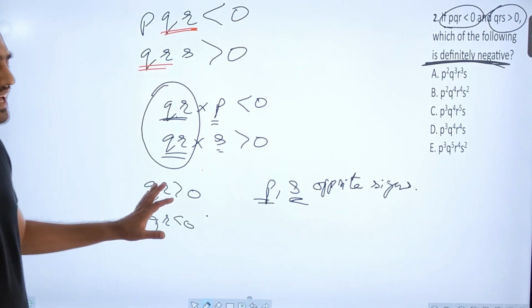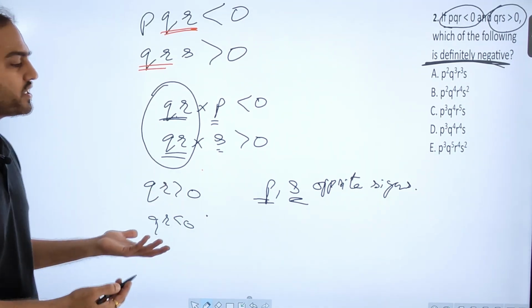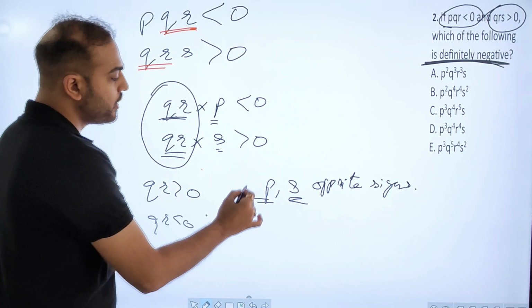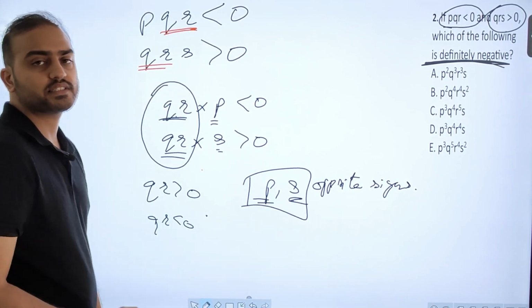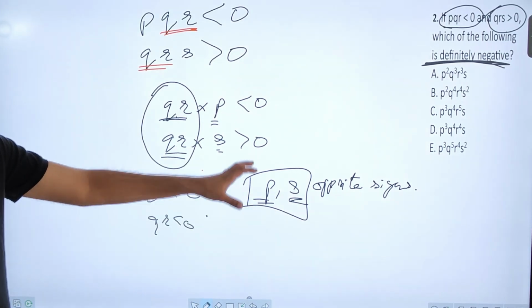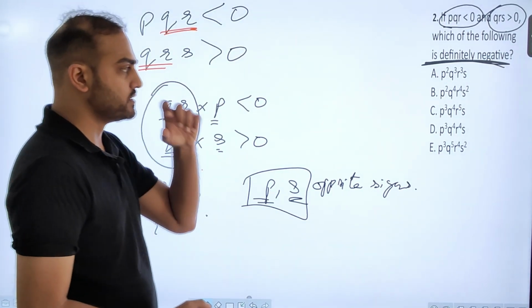Q and R, I don't know. QR could be positive or negative, I do not know. The only takeaway from this is that P and S are of opposite signs. So now with this knowledge, let's jump to the options.